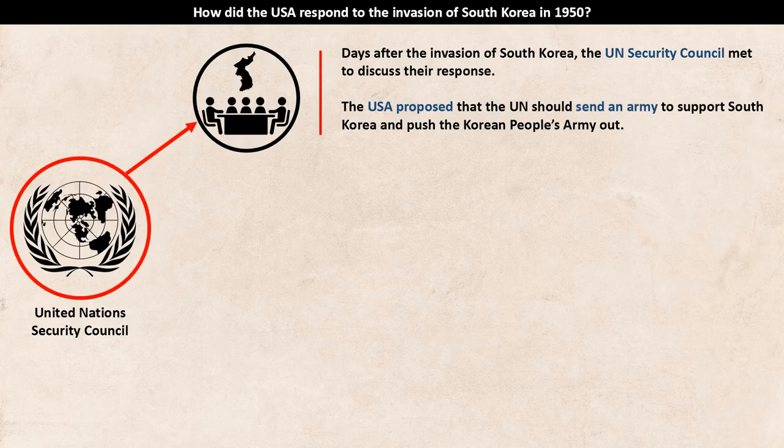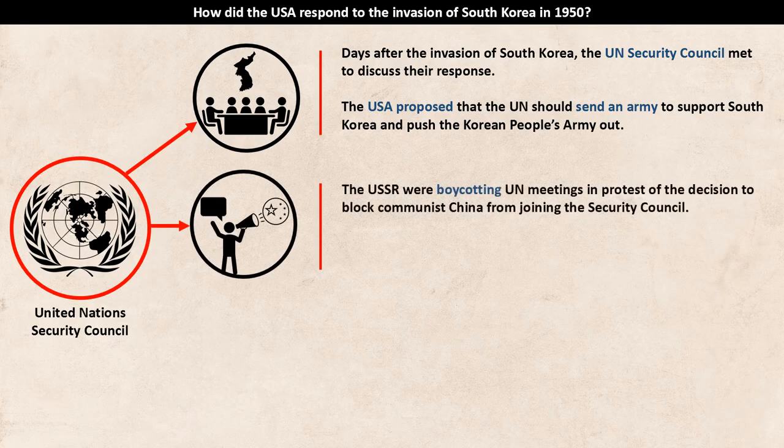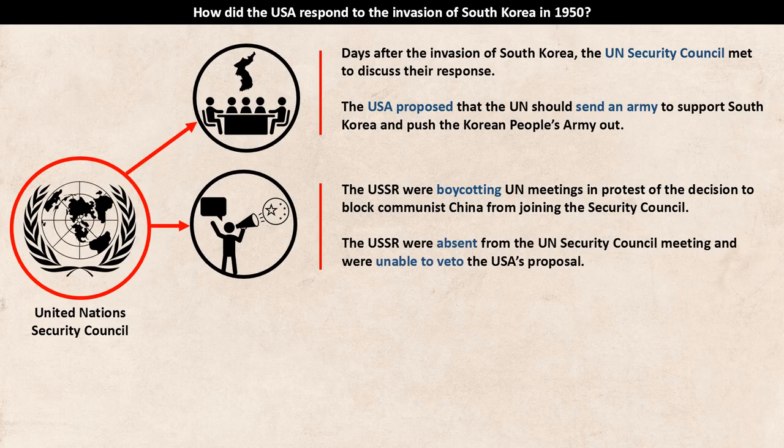Now, usually, the United Nations tries to avoid using force wherever possible. They would like to resolve conflict by peaceful methods wherever they can. Now, crucially, in this UN Security Council meeting, the USSR were not present. The USA has proposed that an army should be sent by the UN, and of course, if the USSR were there, they would be able to veto that decision. But because they were boycotting the meetings in protest of the decision to block China from joining, they were not able to do that. They were absent, they were unable to veto the USA's proposal.